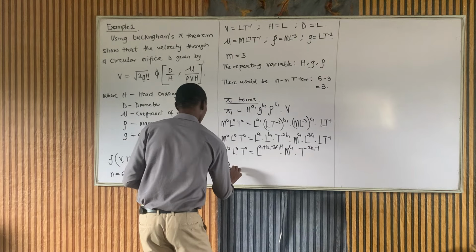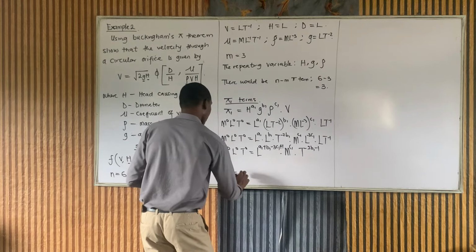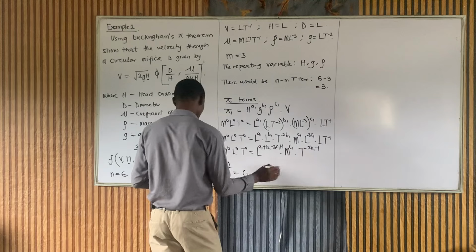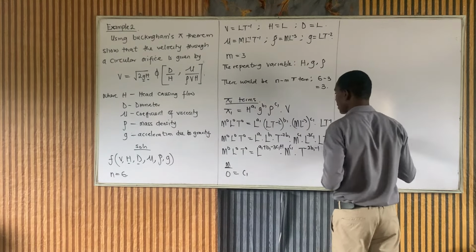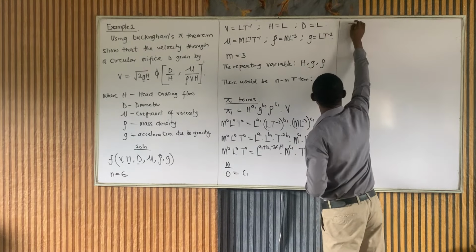For the M, we have 0 is equal to c1. That is basically done. Then the next is for the T.